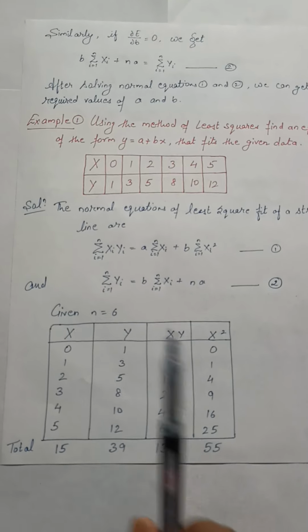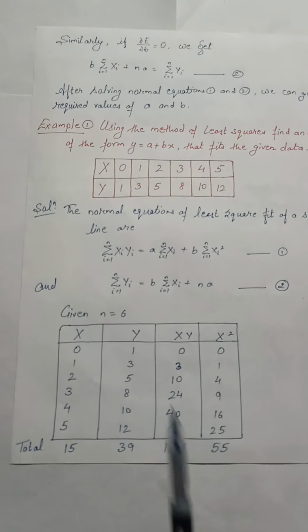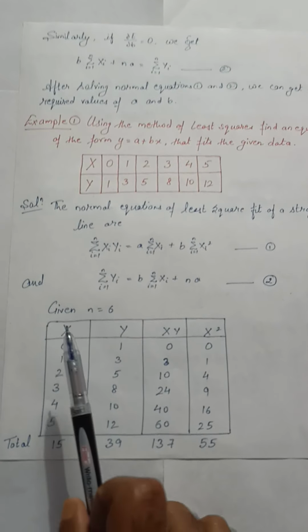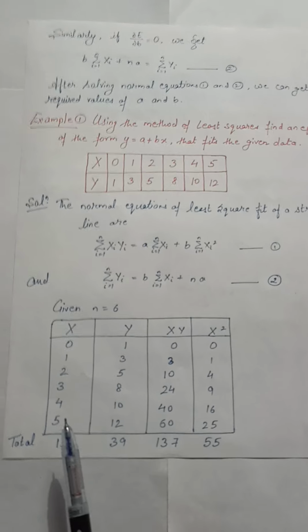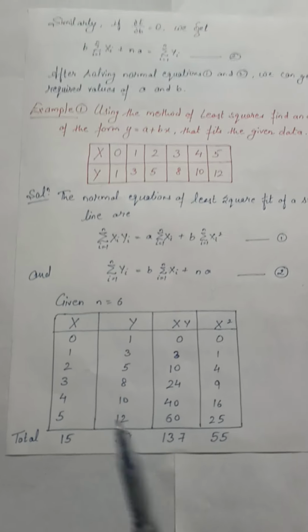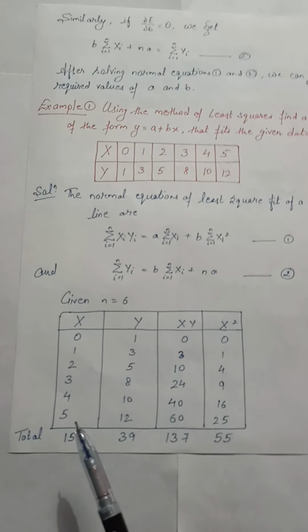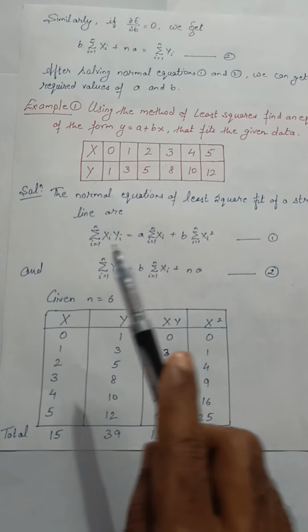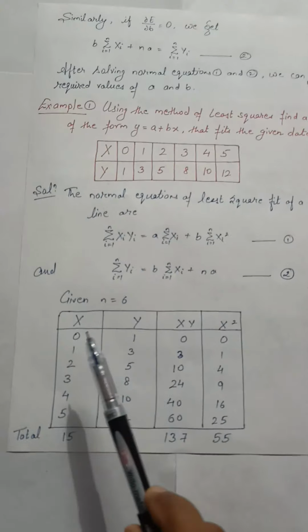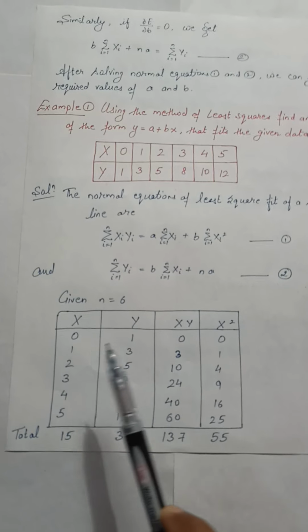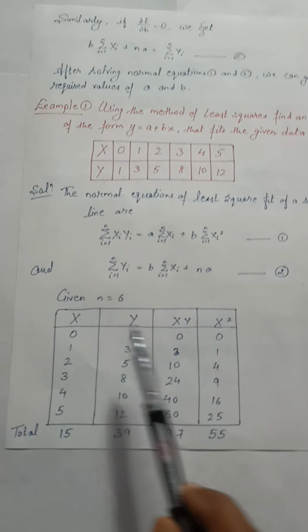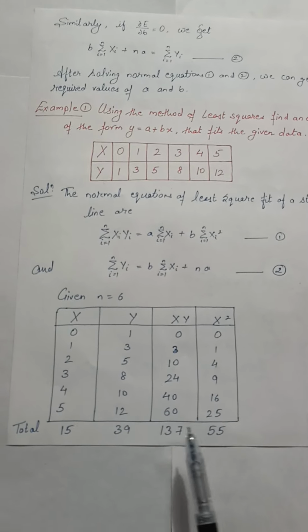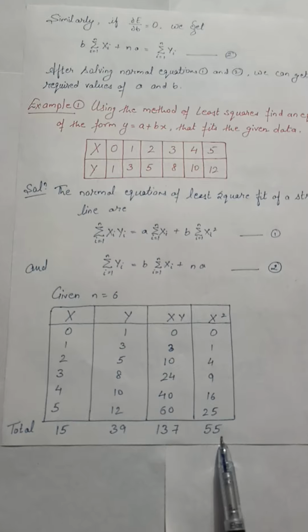Okay, now let's find this out using one table. The values of x, the values of y, and now let's find the sum of these xi. Xi means general values of xi. So this is summation of x, 15, summation of y, 39. We need summation of xy also. X into y: if you multiply 0 into 1, 0; 1 into 3, 3. For x square, just square the values of x. After that, add these values. So this is summation of xy and this is summation of x square.